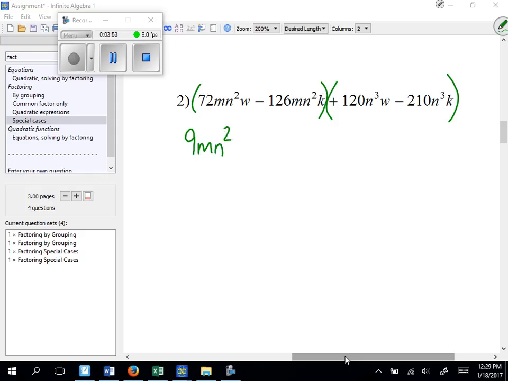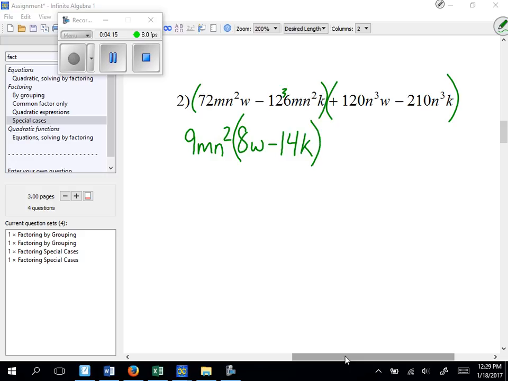N squared, they have that. So on the inside, that's going to be 8w minus 1, and then 4k, right? Is that right? N squared k, that's right.